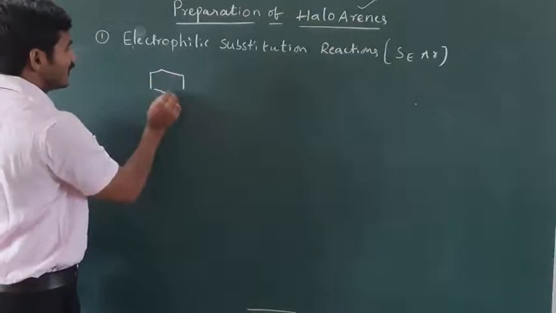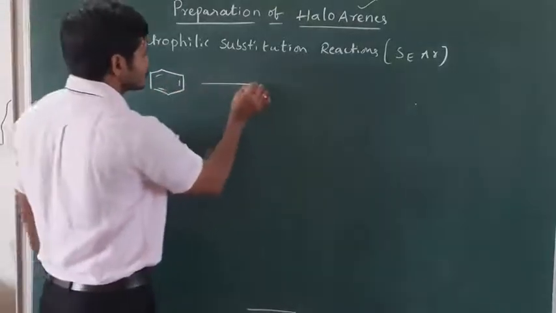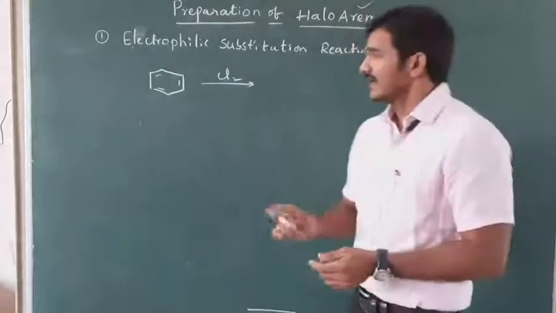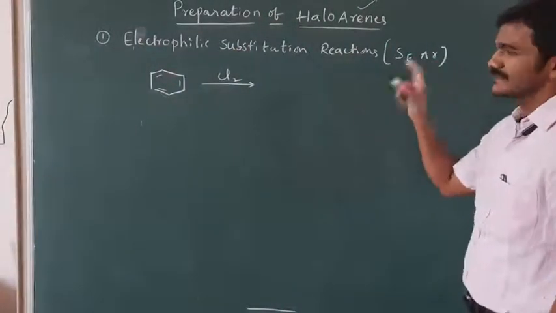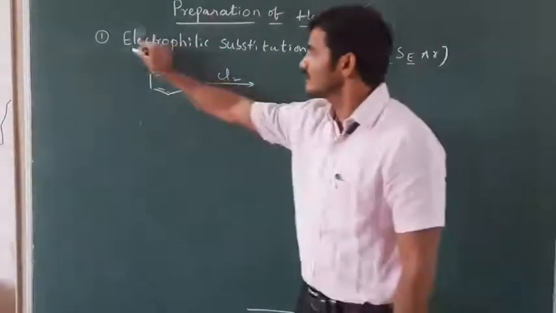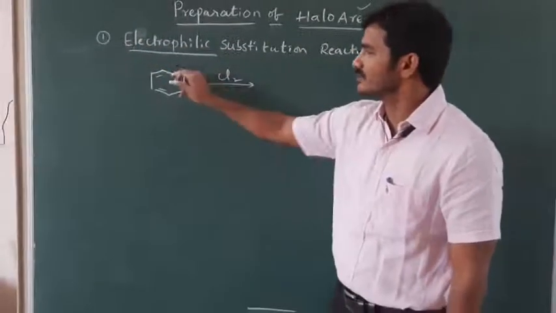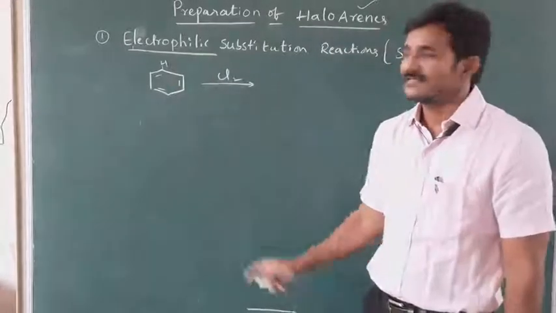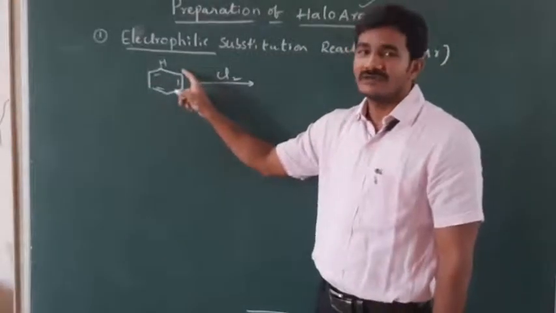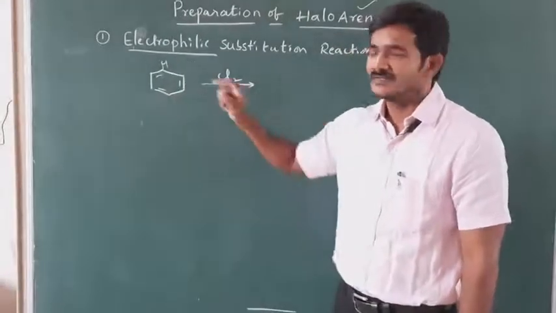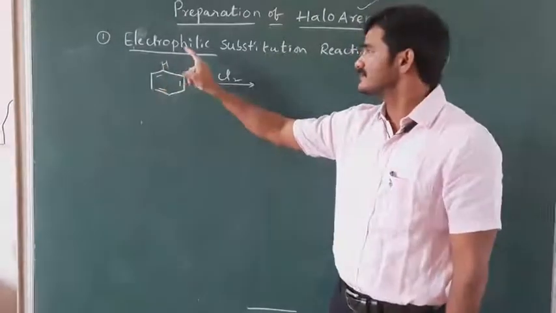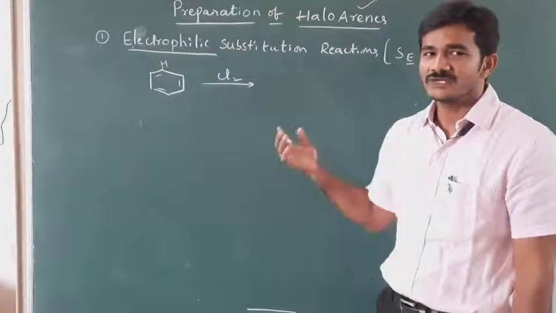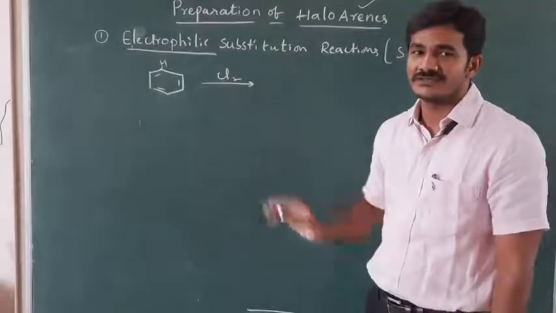Benzene on reaction with chlorine, I already told you this is an electrophilic substitution reaction. One electrophile is going to substitute one hydrogen in the aromatic ring. Benzene has 6 hydrogens, every carbon has 1 hydrogen. This hydrogen should be substituted with the electrophile. That electrophile will be different based on the different reagents.